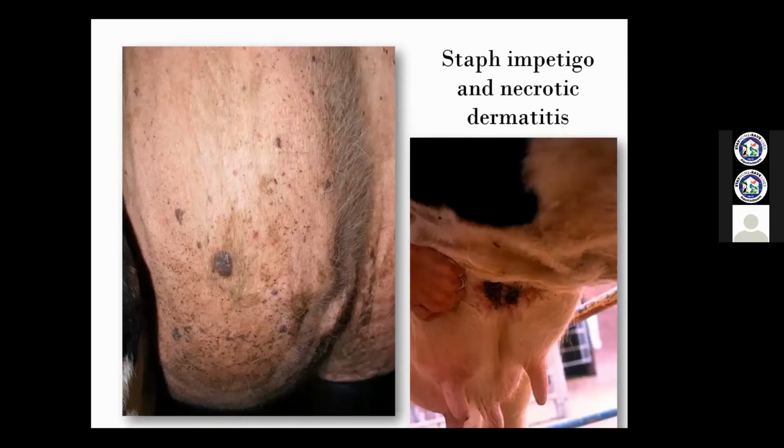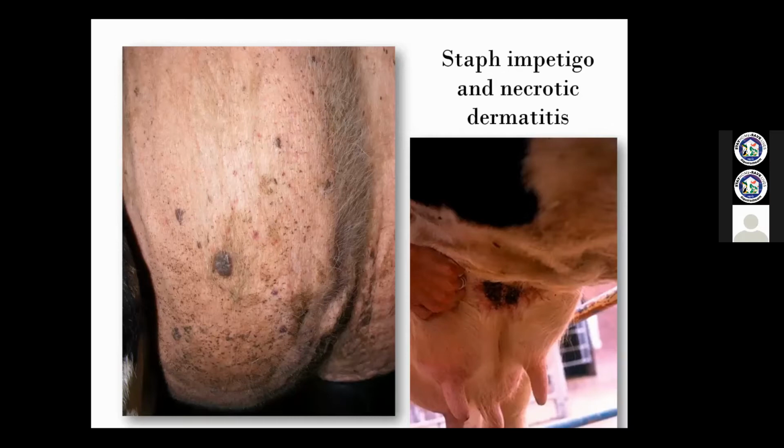Another thing that we can see that is part of the environment, if we look at the left-hand side, we see staph impetigo. We see that mainly in the older animals, and we think that exposure to the sun has played a role here, making the skin more vulnerable. And in most of these little lesions that you see here, if you can open them up in a sterile manner and take a swab from them, you would isolate Staph aureus.